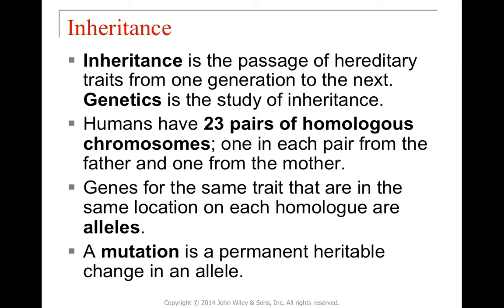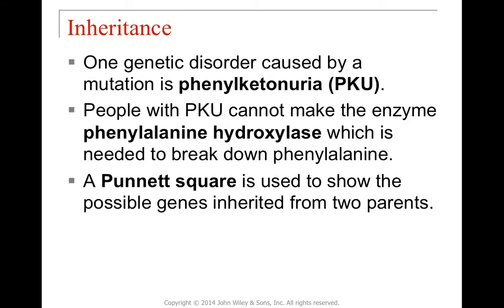chromosomes. And genes that are going to be for the same trait don't have to necessarily be the same identical gene. So if we have variations within that, those are called alleles. And alleles generally arise from mutations that have come up previously. So a mutation is defined as a permanent and heritable change in an allele. And that means that it's going to get passed down from parent to offspring.